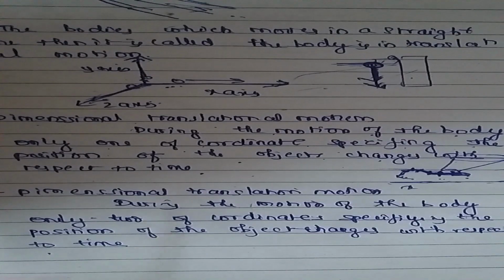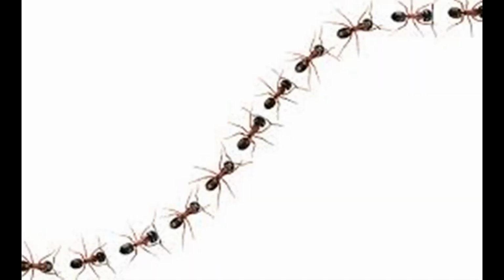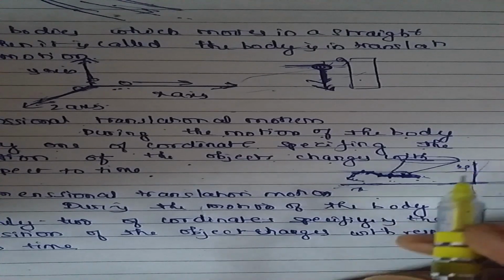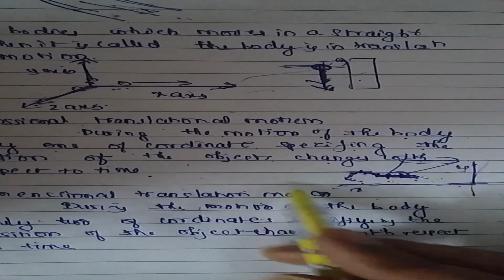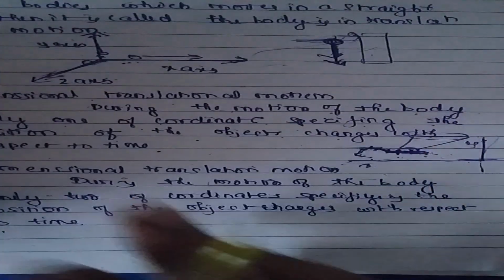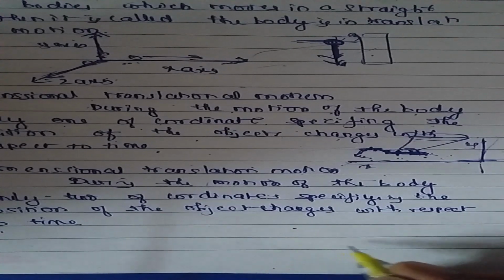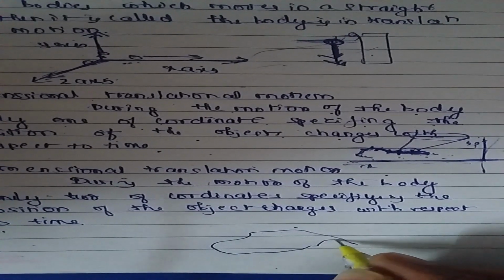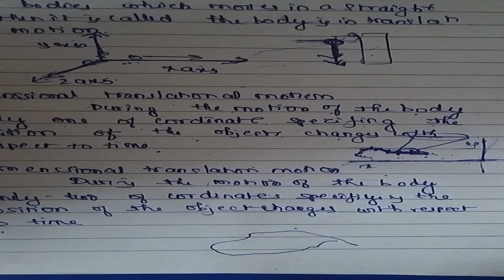So for example, consider an ant moving in this plane. When we leave the ant to move in this plane of the paper, it will take a random path. But to define the motion of this ant, we need a two coordinate system, that is, the x-axis and the y-axis. Here the ant moves in a random path, but this motion is also called translational motion.